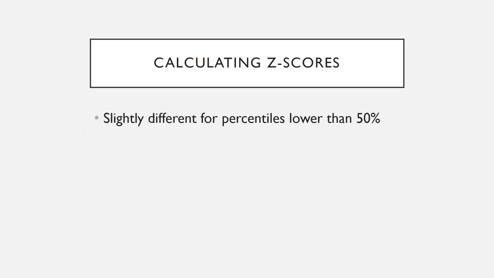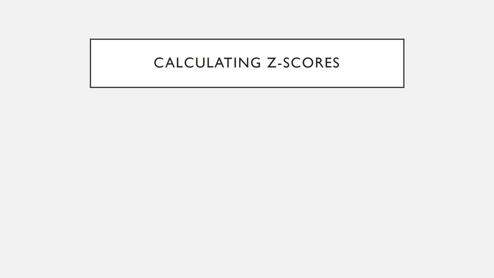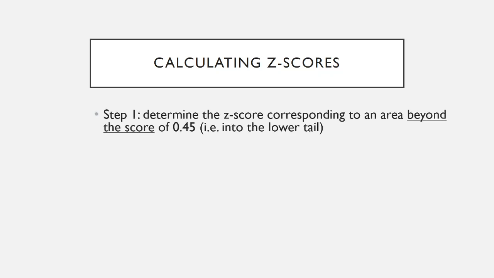This is going to look slightly different if you're looking for a percentile that's lower than 50. Let's say I was asking you to produce the 45th percentile. This is going to be the raw score that has 45% of scores beneath it. So how do you do that? You're going to need to determine the z-score that corresponds to having an area between it and the tail of 45%. Now recall that not all z-tables have a column for percentage of scores between a z and the tail.